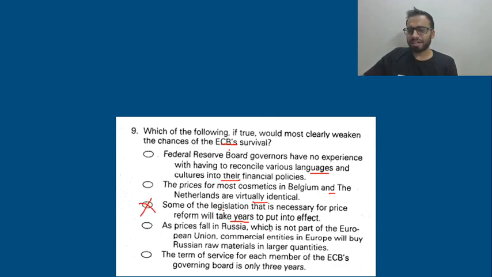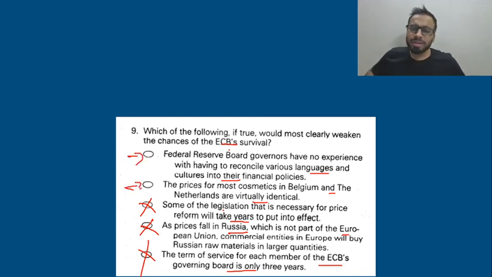D: As prices fall in Russia, which is not part of the European Union, commercial entities in Europe will buy Russian raw materials. We are not concerned about Russia, we are only concerned about Europe, right? E: The term of service for each member of the ECB's governing board is only 3 years. What does that matter, right? Even if it is 3 years, 5 years, or 10 years, we have no direct correlation. So I eliminate this. I'm left with A and B.